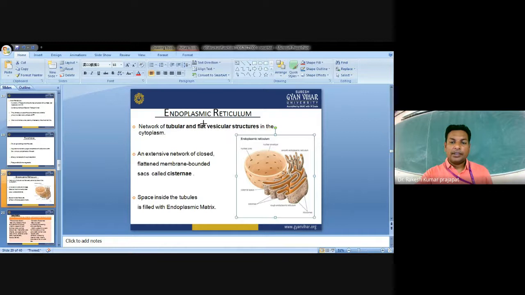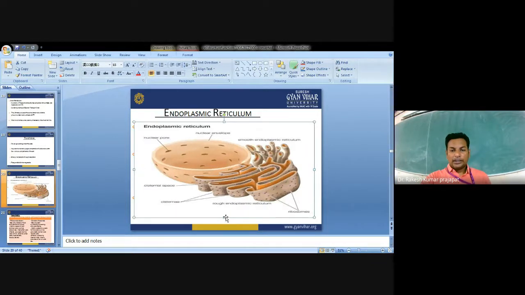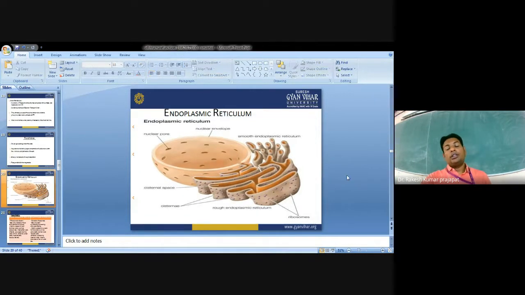Actually, this endoplasmic reticulum is nothing but the extension of the nuclear membrane. Ribosomes are attached on the membrane of this endoplasmic reticulum, and these ribosomes are involved in protein synthesis. You can see clearly here the nuclear envelope with ribosomes attached. So that's for the endoplasmic reticulum. Ribosome is known as the protein synthesis machinery.